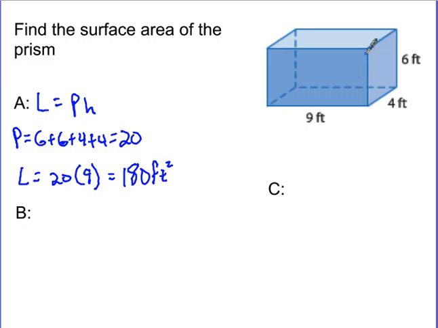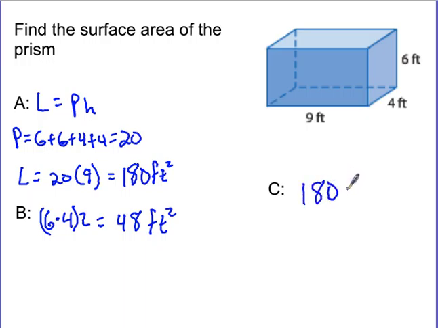Now we're going to find the area of one base. How do you find the area of this guy right here? 6 times 4. So area of one base is 6 times 4, but we've got how many bases? Times 2. So 6 times 4 is 24. 24 times 2 is 48 feet squared. And then part C is just add those two numbers together. 180 plus 48, 228 feet squared.